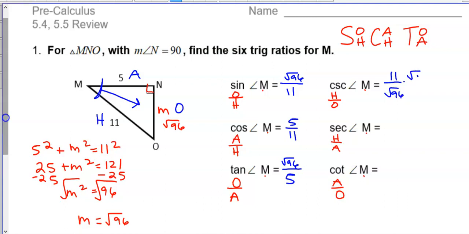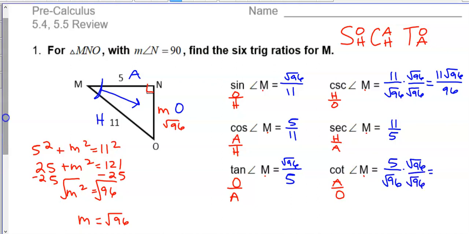I would probably rationalize the denominator there. So multiply top and bottom by the square root of 96, and you get 11 square root of 96 over 96. We don't like to have square roots in the denominator if we can avoid it. Not the biggest deal ever right now, but something we should maybe know. Secant is hypotenuse over adjacent, so 11 over 5, and then cotangent is adjacent 5 over opposite square root of 96. Once again, let's multiply the top and bottom by the square root of 96. And we get 5 square root of 96 over 96.